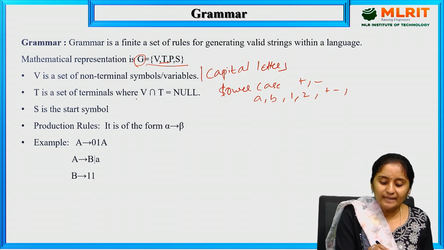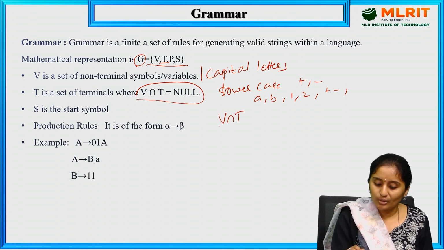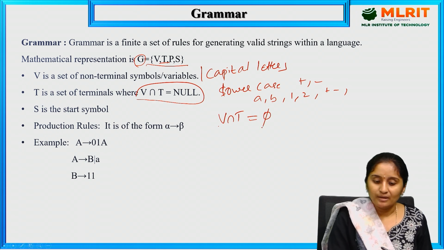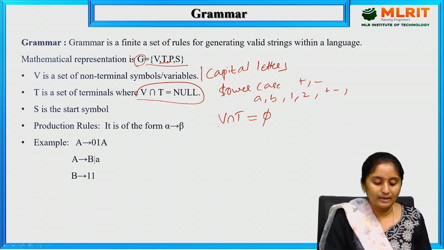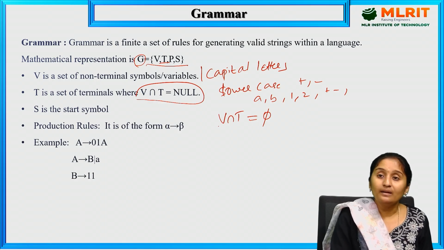So here V intersection T is null. V is the non-terminals and T is the terminals, so their intersection is phi, that is, empty. So V intersection T is null. S is the start symbol of my grammar.